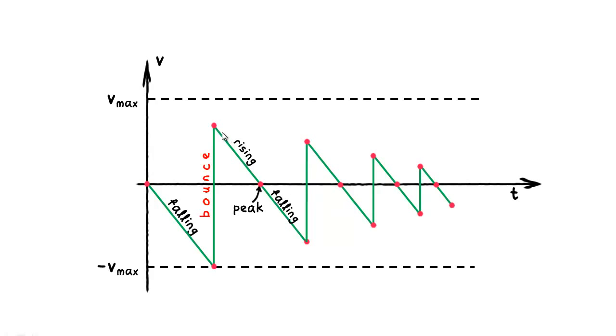Thirdly, the speed at which the ball falls back onto the floor must be the same as the speed that it rebounded off the floor. So this speed here must match this speed here. And this speed here must match this speed here. And same here, these two are the same.